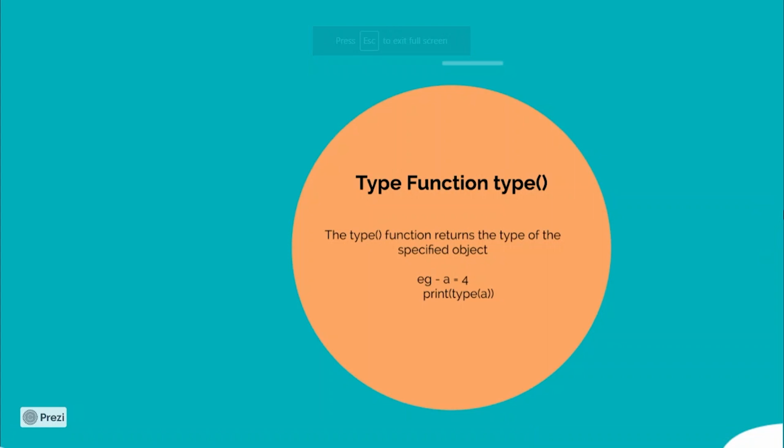Now we will see what the type function in Python is. It is used to find the data type of a given variable in Python. The type function returns the type of the specified object. For example, a is equal to 4. Then we write print type a, and we get the output as integer.